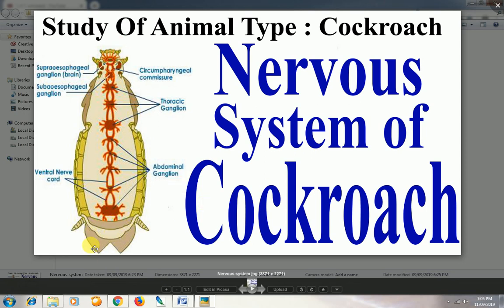तो ये नर्वस सिस्टम का डिस्ट्रीब्यूशन, नर्व कॉर्ड का डिस्ट्रीब्यूशन आपको याद रखना काफी जरूरी है, क्योंकि नीट में ऐसे क्वेश्चन पूछे जाते हैं. Like last number nerve of cockroach from the ventral cord, nerve cord goes to which abdominal segment? So answer is 7th number.